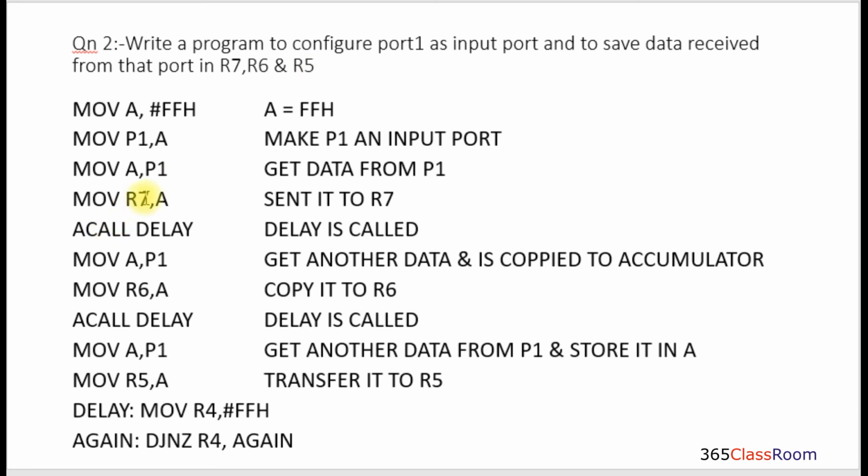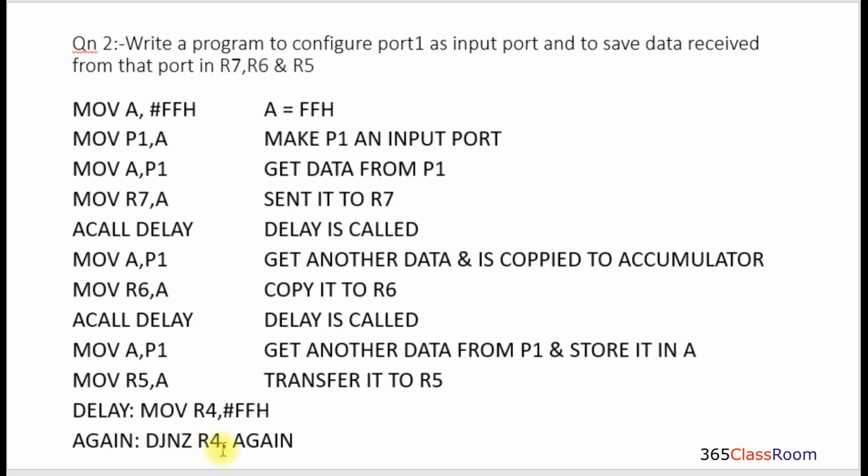For getting the data for R6 and R5, you have to call a short delay. ACALL delay means absolute call to a delay. When the delay is called, the program jumps over here. In the delay, MOV R4, #0FFH, so R4 will have the value FF. DJNZ R4 means decrement jump on non-zero for this R4.